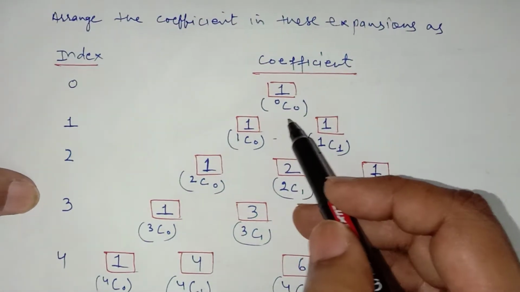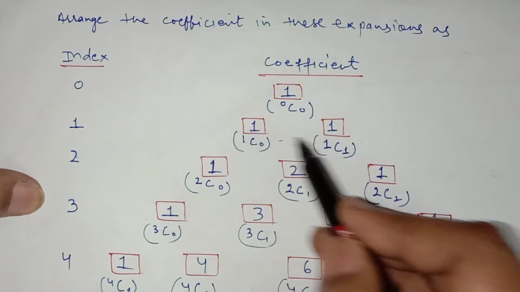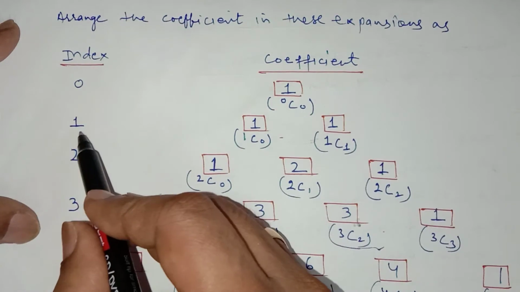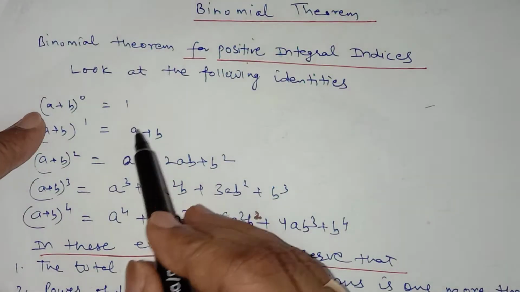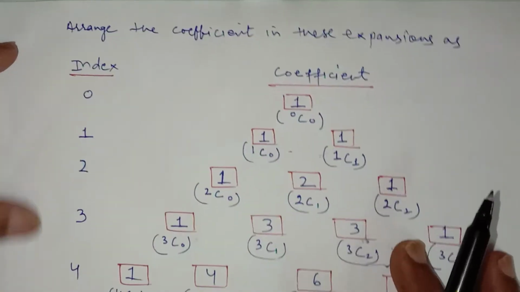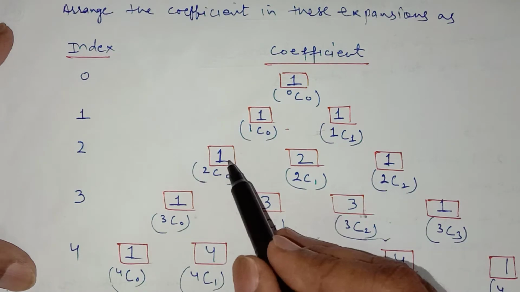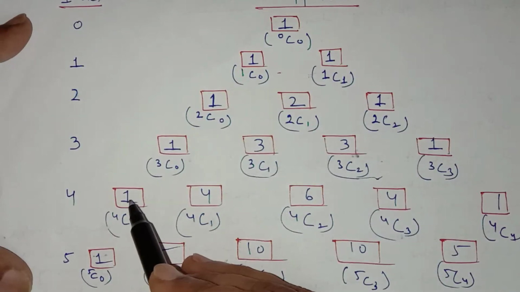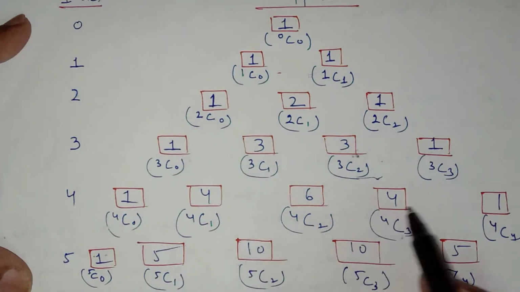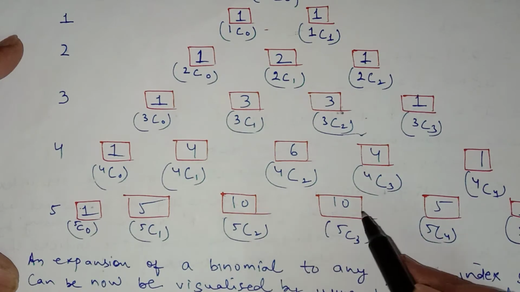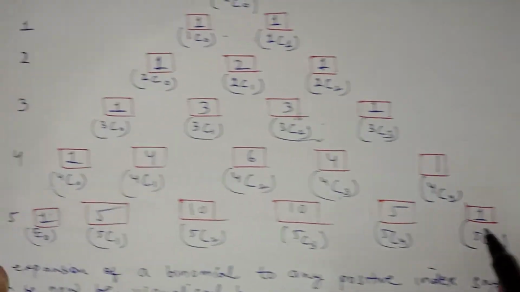Now look at what I've written very carefully: 1, 1, 1. When the index is 0, the coefficient is only 1. When the power is 1, the coefficients are 1 and 1. I have written it again here. When the power is 2, it is 1, 2, 1. When the power is 3, it is 1, 3, 3, 1. When the power is 4, it is 1, 4, 6, 4 and 1. When the power is 5, it is 1, 5, 10, 10, 5 and 1, and so on.